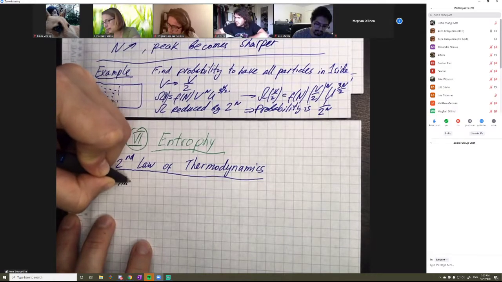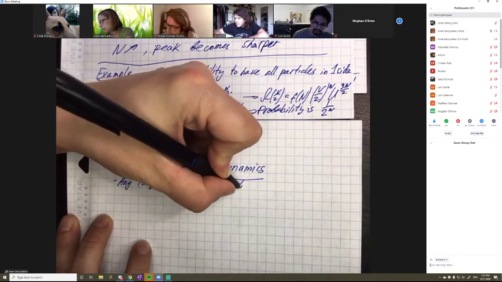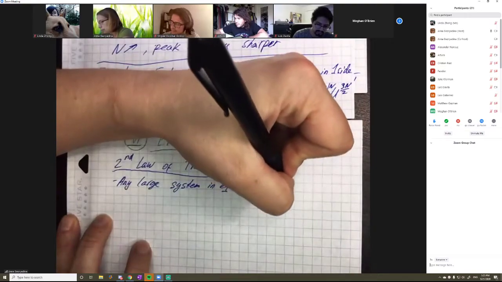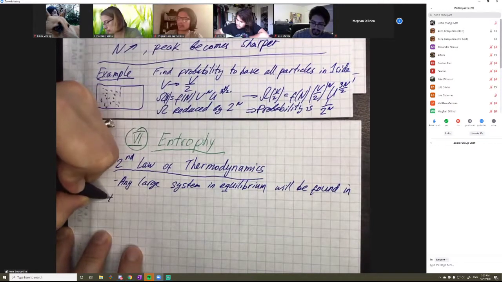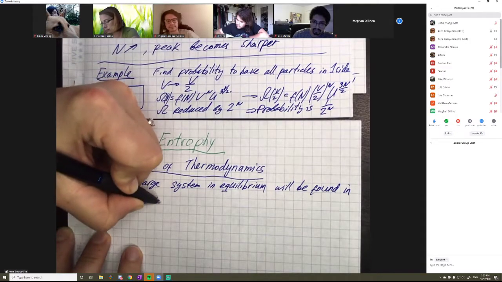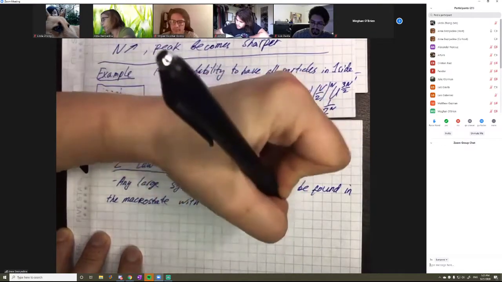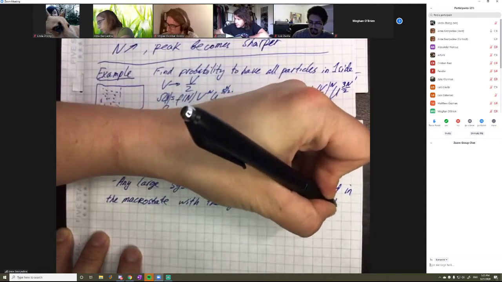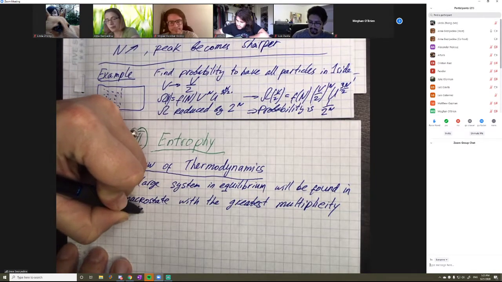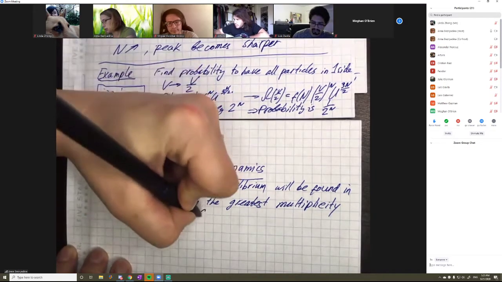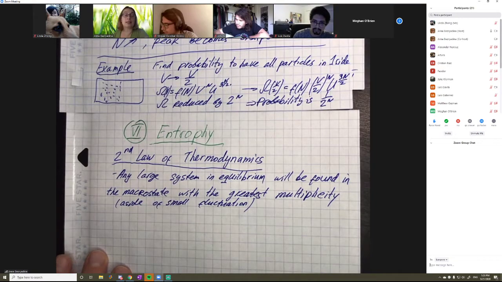So any large system in equilibrium will be found in the macro state with the greatest multiplicity, aside from small fluctuations. And multiplicity tends to increase.